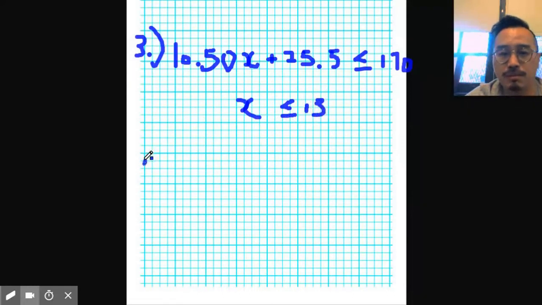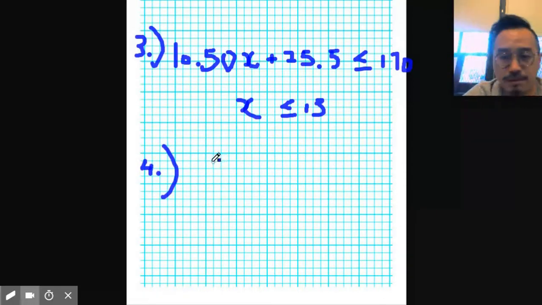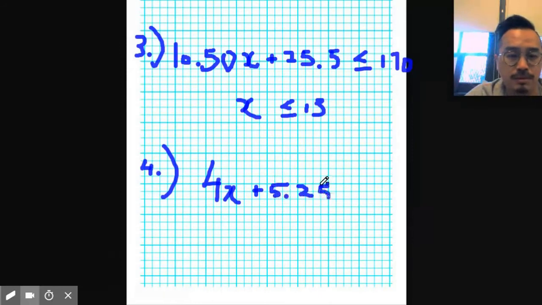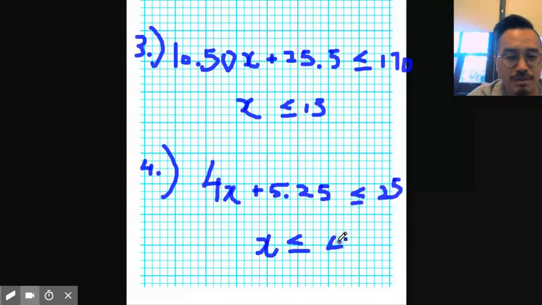Now, number 4. It's the same thing: $4 per bowling game plus the shoes, which is $5.25. Again, feel free to use a calculator. Less than or equal to, and he has how much to spend? Same thing, $25 to spend. And you realize it's 4.9375.